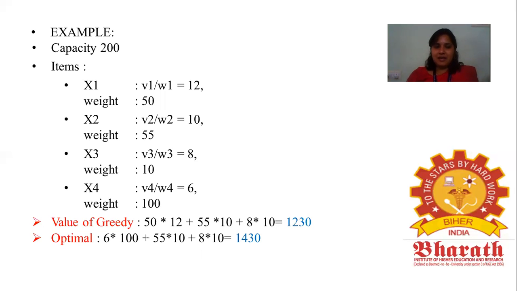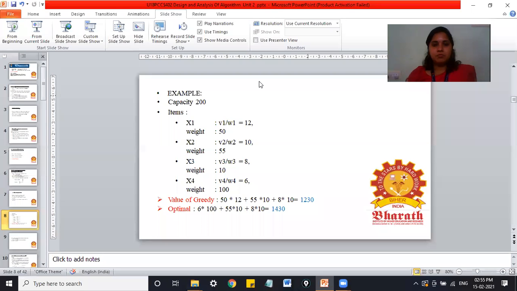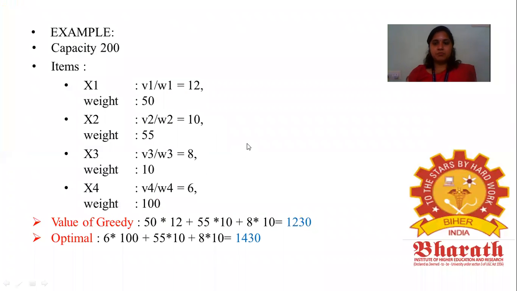So this is a basic example for understanding why we go for the dynamic programming method and why we are not going for the greedy method. Which means that in the greedy method we are not getting the optimal solution. So this is the reason we always go with the dynamic programming method, not with the greedy method. Why? Because in greedy method, we will not get the optimal solution. But when we go with dynamic programming, we will get the optimal solution.